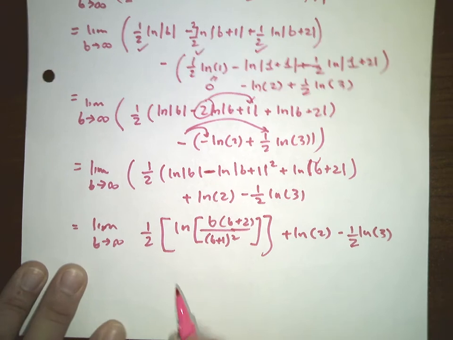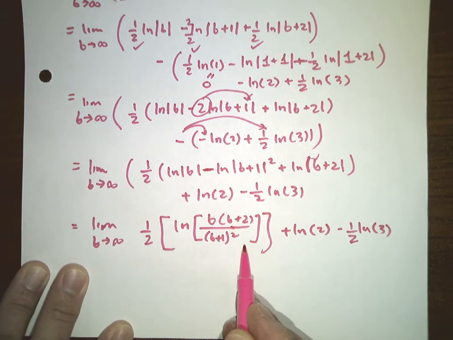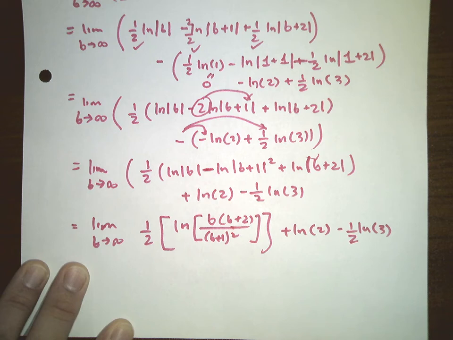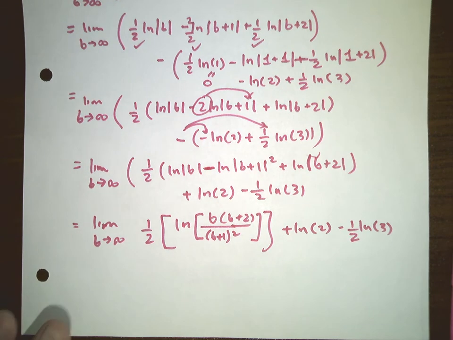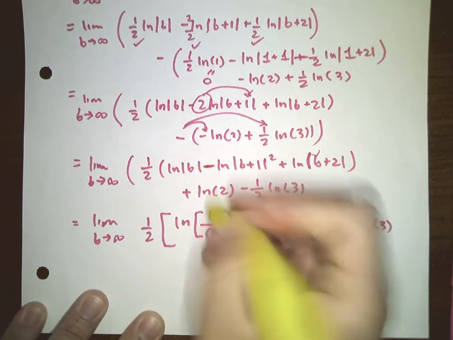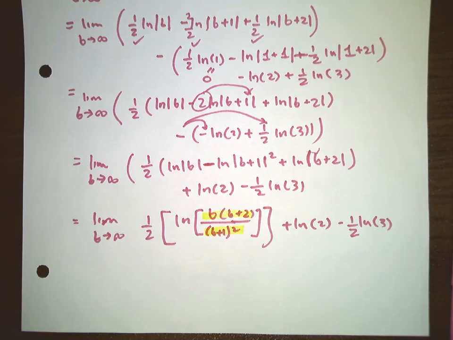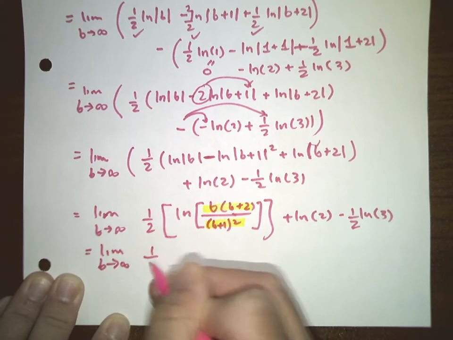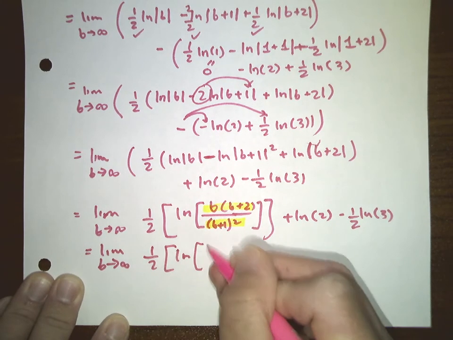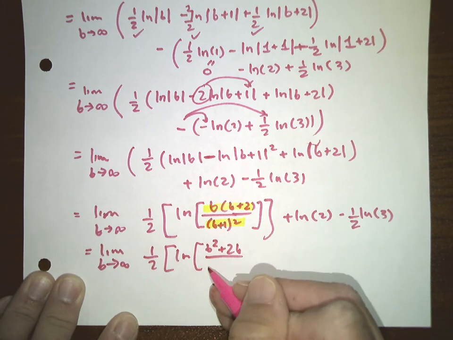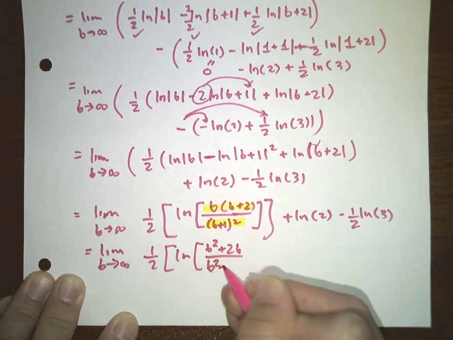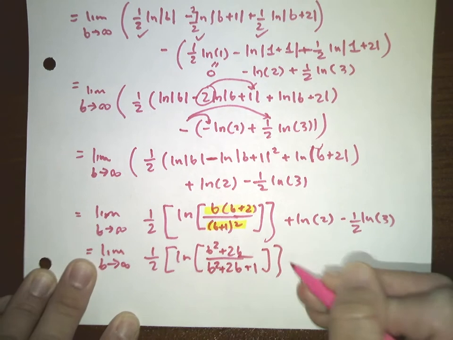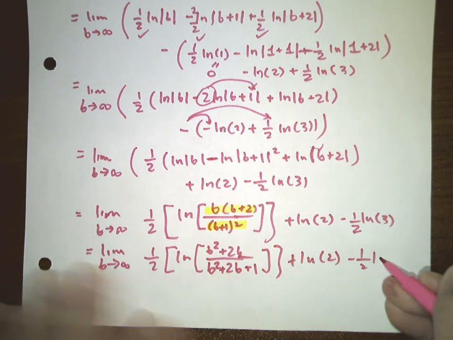And then I look at what is right here, this part, and I'm going to highlight it since it's getting a little bit messier than I was anticipating even myself here. So this expression, as b goes to infinity, is limit as b goes to infinity of 1/2 natural log of b squared plus 2b over, if I multiply that out, b plus 1 times b plus 1, b squared plus 2b plus 1, and then plus natural log of 2 minus 1/2 natural log of 3.